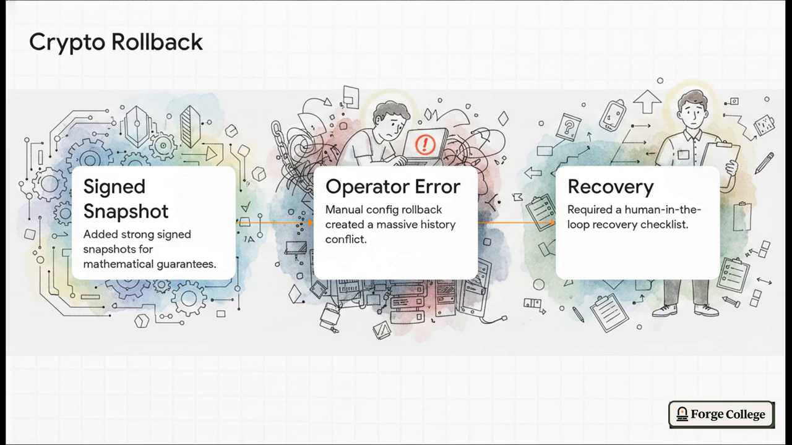Now, the cryptography successfully caught the error. It did its job, but ironically, the cryptography also completely broke the automated recovery system because the signed histories conflicted and the math just flat out refused to proceed.